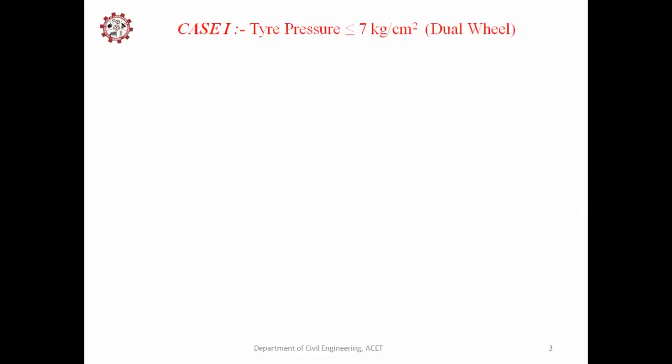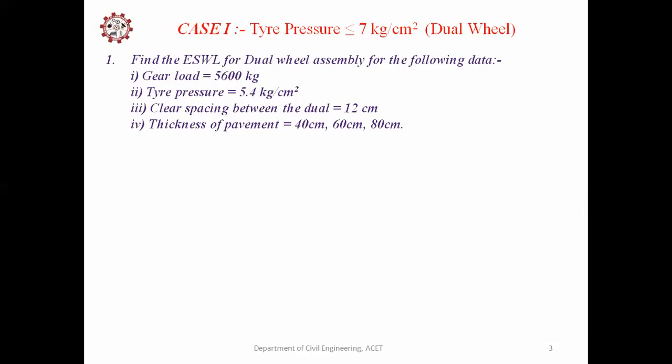So the case number 1 was tire pressure less than or equal to 7 kg per centimeter square, dual wheel. So this was the numerical. Find the ESWL for dual assembly for the following data. Dual load was 5600. Tire pressure was 5.4 kg per centimeter square. Clear spacing between the dual 12 centimeter. Thickness of the pavement 40, 60 and 80 centimeter. For this thickness 40, 60 and 80 centimeter, find out the ESWL load.